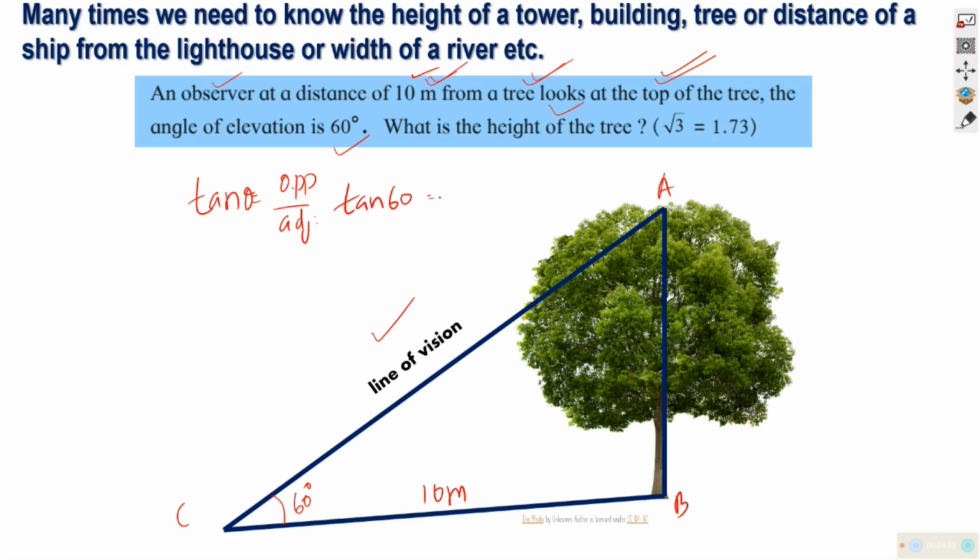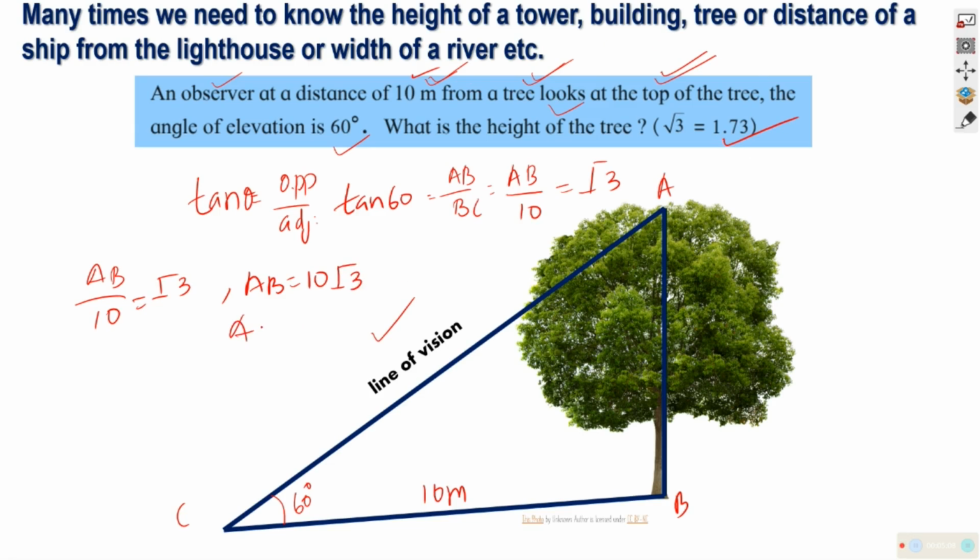So in this case tan 60, opposite side is AB upon BC, which is equal to AB, which we have to find out. BC is equal to 10 meter, and tan 60 is a ratio which is equal to root 3 from the table. That means AB upon 10 is equal to root 3, this 10 is in meters. That means AB is equal to 10 root 3. And root 3 value is given here in the question. So AB is equal to 10 into 1.73, which is equal to 17.3. The unit is meter. We could find out the height of the tree as 17.3 meters. My dear students, how easy it is.